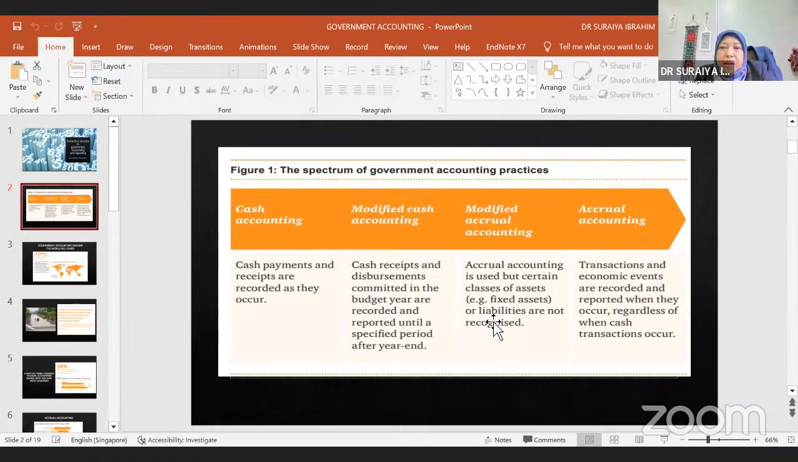Sometimes in government, there is local government, federal government, and also public universities that are considered government universities. Cash accounting has been the primary method of the public sector for many years, and it remains in place for many governments. Cash-based practices are still used by almost half of the governments in the world, while the other half follow the accrual basis and modified accrual basis.